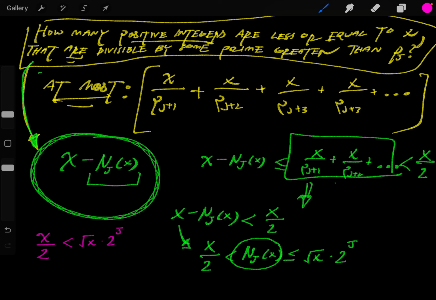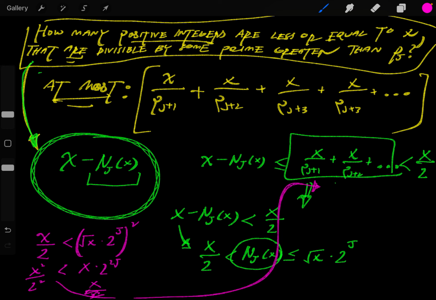If we solve this for x, what would I do? I guess I would square both sides. Whatever is going to be the fastest way. I square this side, I get x squared over 2 squared, less than 2 to the 2j. I divide by x on both sides, and I get x over 2 squared is less than 2 to the 2j. Then I multiply by 2 squared on both sides, and I get x is less than 2 to the 2j plus 2.